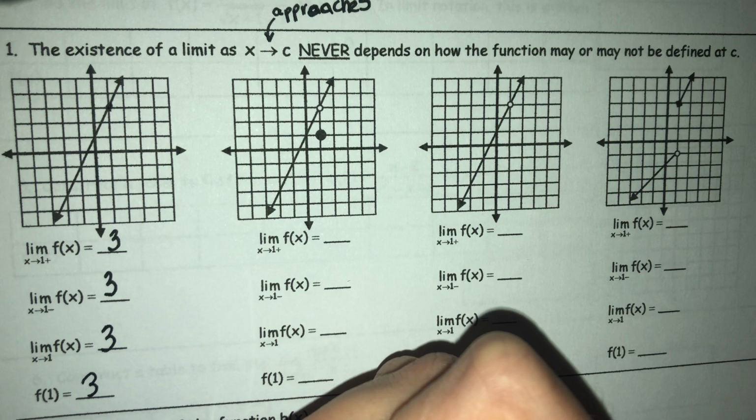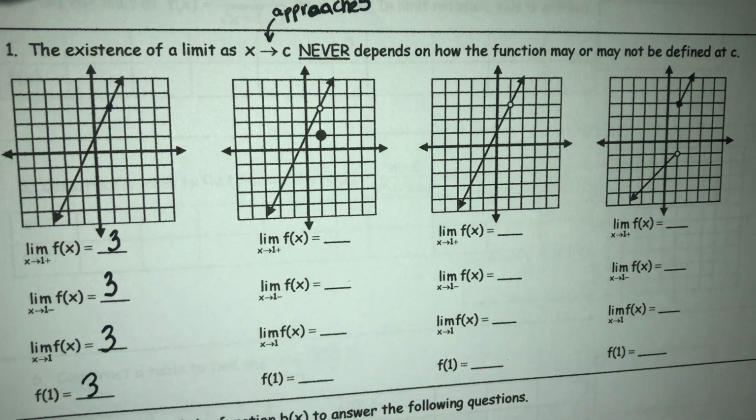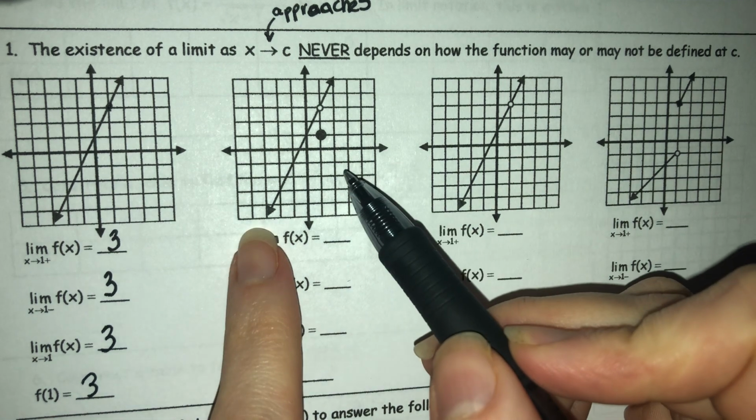Well, that might just be the most boring problem that we do all year long because every single thing came out to 3 and it was just like reading a point on a graph. But now we're going to step it up a little bit. Look at this next one.